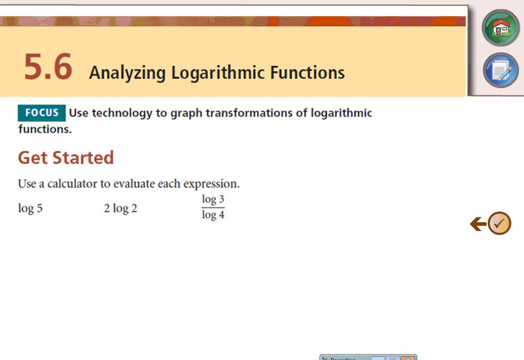And here we get started on 5.6. We're analyzing logarithmic functions. Really what we're doing here is we're doing transformations of those logs.